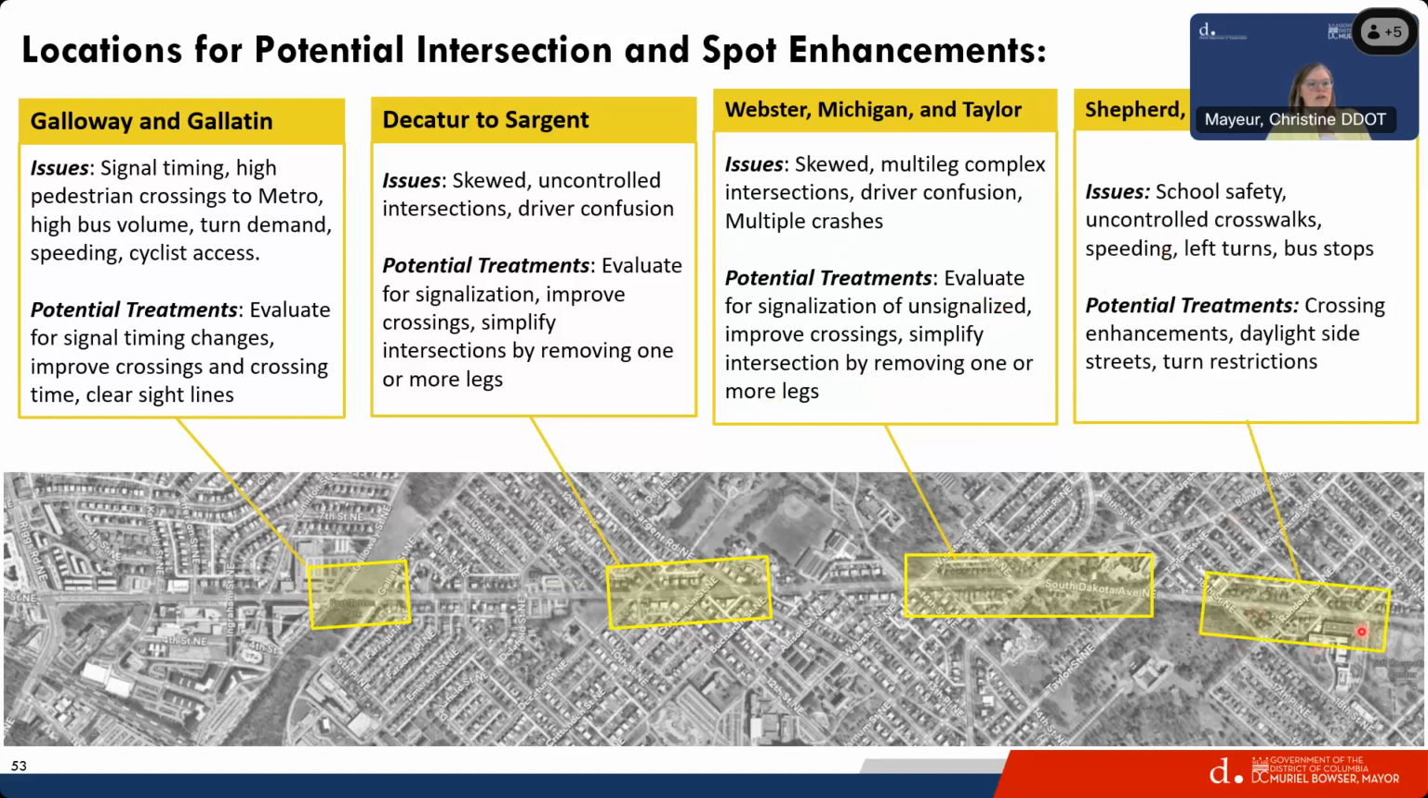And then finally, around the school area and school zone, school safety being a big concern, the uncontrolled crossings that we have, speeding, left turns, and bus stops in this area, looking at crossing enhancements, daylighting for side streets, those curb extensions, and turn restrictions in the area.